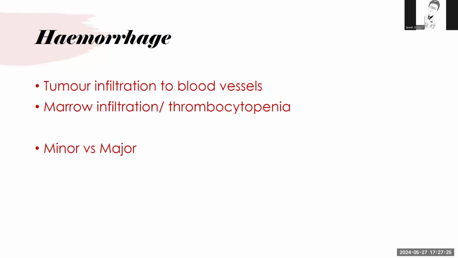Another vascular thing is hemorrhage. It can be because of tumor infiltration into blood vessels, marrow infiltration, or thrombocytopenia. It can be because of the tumor itself, and it can also be because of the side effect of chemotherapy, which causes thrombocytopenia. It can be minor versus major. Next slide, please.